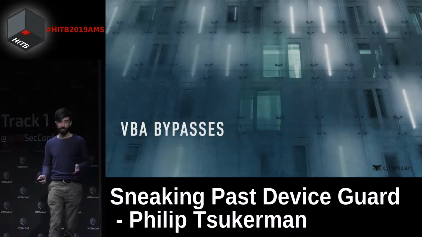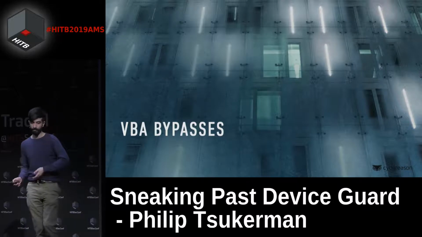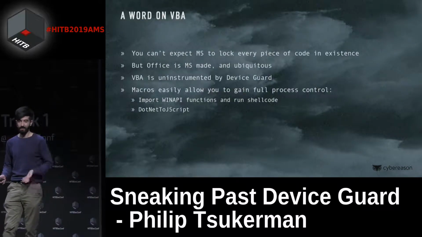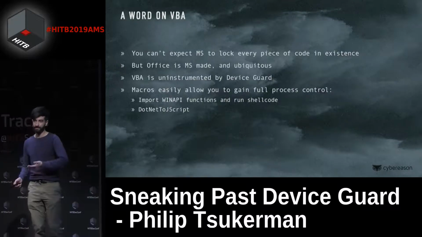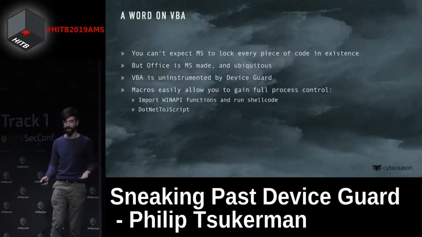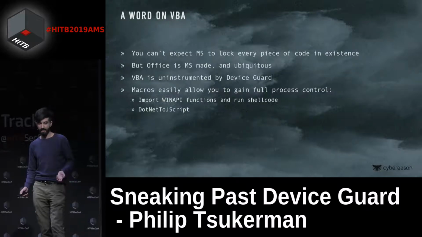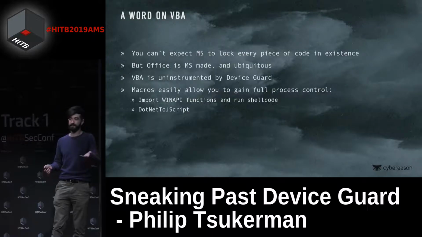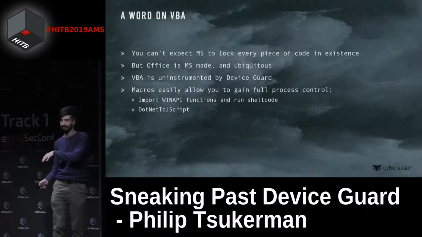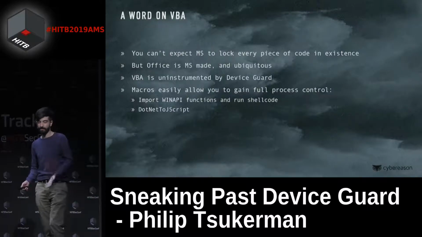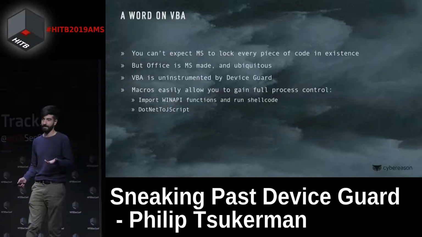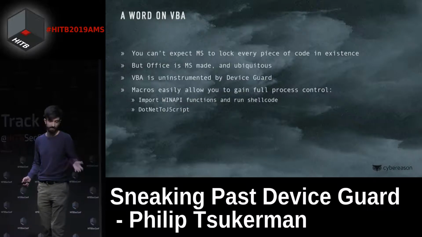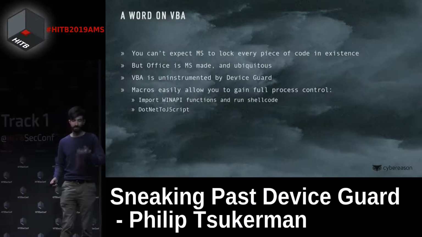All right, so let's jump into a couple of actual bypasses. The first few, we're going to use VBA. Now, VBA, Visual Basic for Applications, is basically the language engine that powers Office macros. And while you can't really expect Microsoft to lock down every piece of software in existence, and you should probably expect them to do only the OS stuff, this is still a major Microsoft product. And it will be pretty much on any non-server machine running Windows.